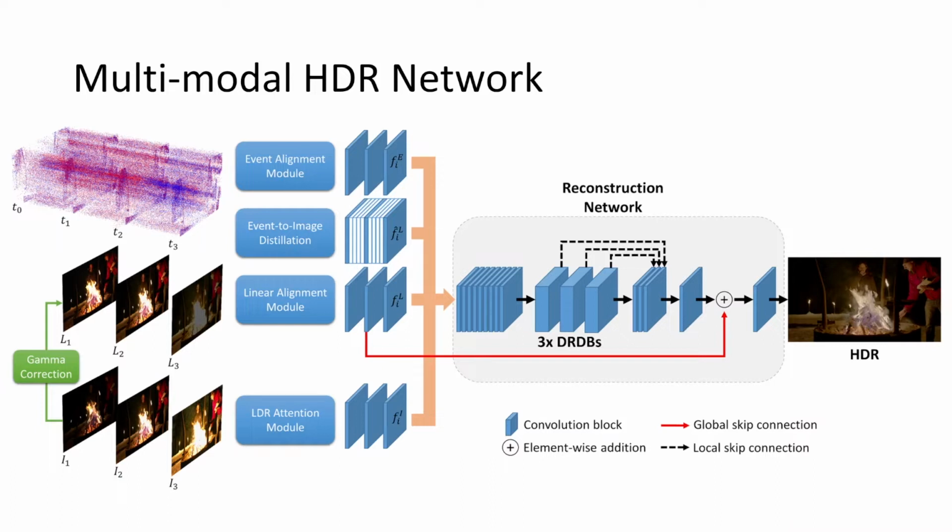Fourthly, a novel event-to-image feature distillation module is used to transform event features into the image feature domain and leverage the high-frequency information provided by the events in between the low dynamic range images. Finally, the feature maps from each of the input processing modules are stacked and fused together using an HDR reconstruction backbone consisting of dense residual blocks and outputting the final HDR image.